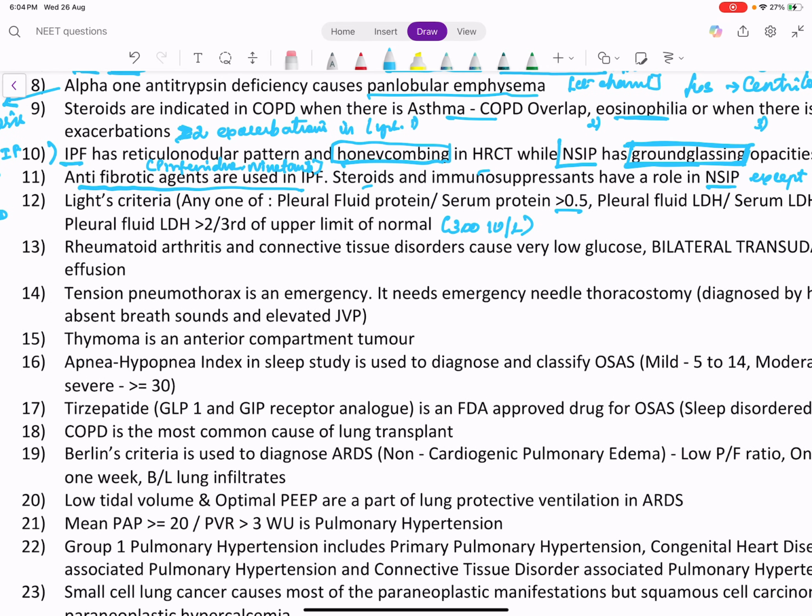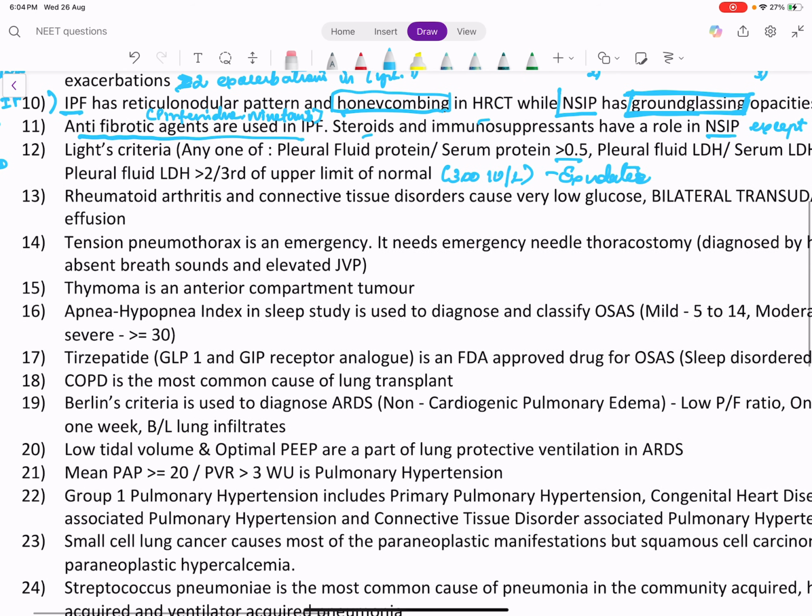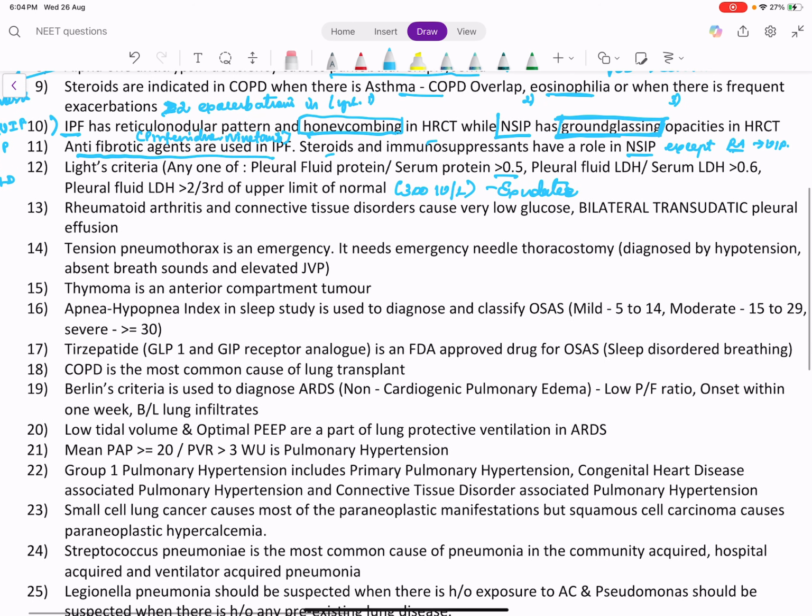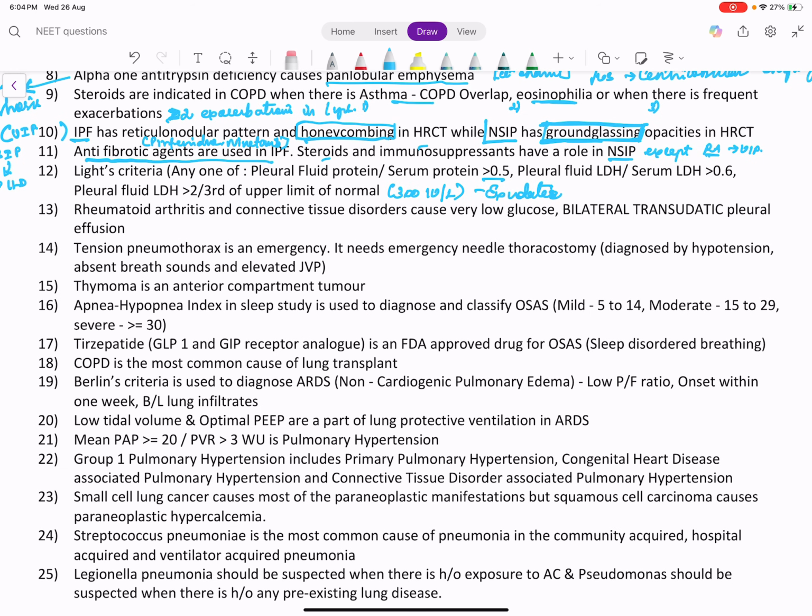So any of these means exudative effusion. If any of these is positive, the pleural effusion is an exudative effusion. There are many causes of exudative effusion. Rheumatoid arthritis and connective tissue disorders cause exudative effusion, but the specific one is very low glucose. Sorry, I made it wrong here. It is bilateral exudative pleural effusion.